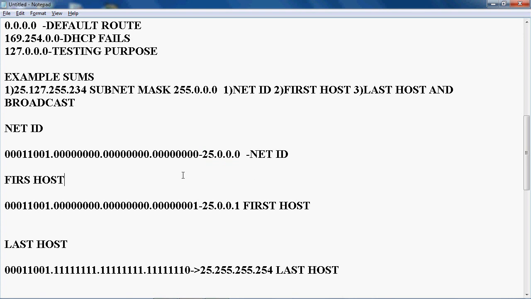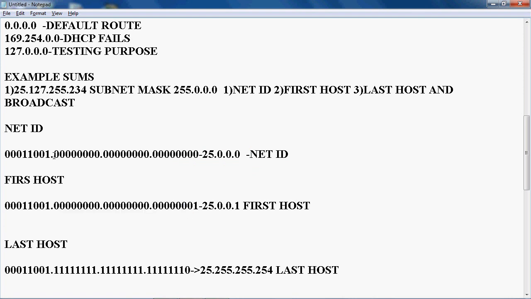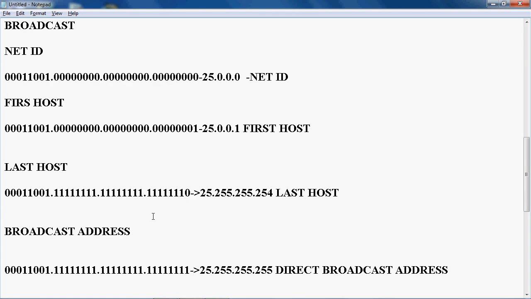Next one, what is the starting valid IP address of my office network? So how to find out? Just copy this net ID binary format and paste it here. In that, the last 24 bits are the host ID. In those last 24 bits, the last bit should be changed from 0 to 1, and we will get the first host. So in my office network the first starting valid IP address is 25.0.0.1.